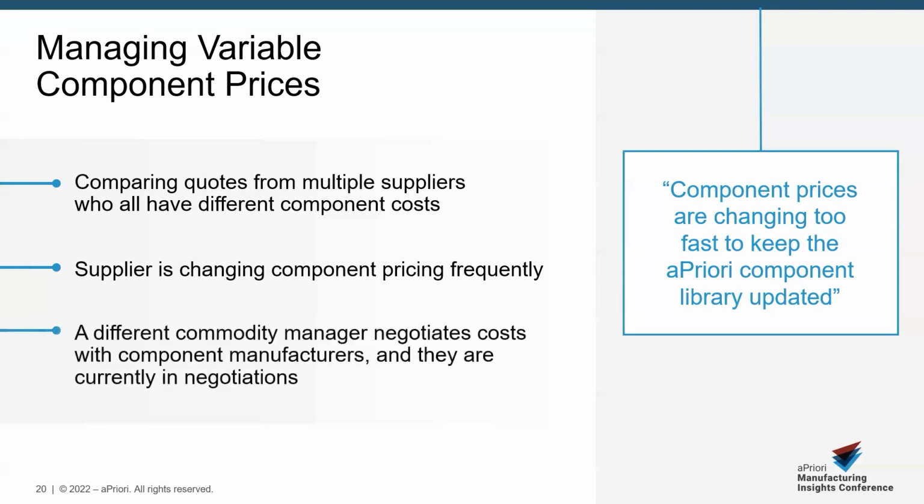And finally, you may have a different commodity manager in your organization who's responsible for negotiating costs directly with the component manufacturers. And if they're currently in negotiations, you may not know, your component costs could be changing. Or if they've just given you new pricing, then you're changing. So these are some of the situations where you really could have component prices that are changing a lot, and isolating make costs from component costs can help cut through the component confusion.